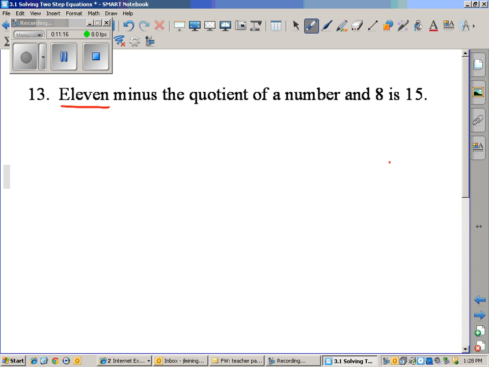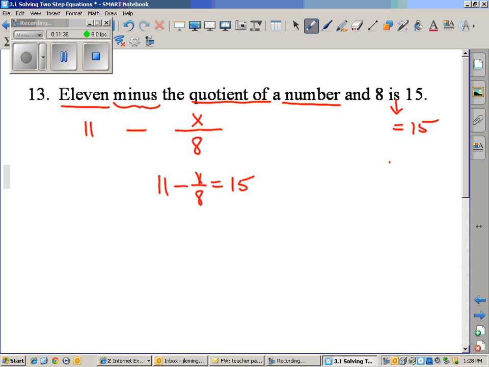So 11 minus, there's the minus, the quotient of, we're talking division, so we've got a fraction bar. Quotient of a number, x, and 8 is, here's my equal sign, 15. Let's bring it closer together. And I'll ask you to go ahead and finish that one.